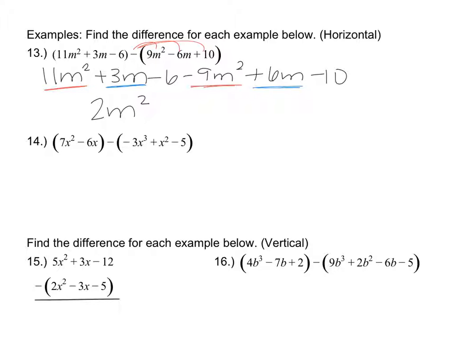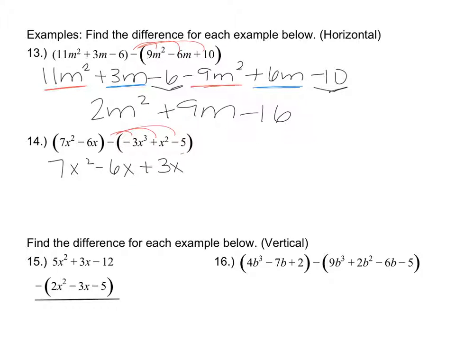Plus 3m plus 6m is plus 9m. And then minus 6 minus 10 is a minus 16. All right, and we're going to do the same thing here on number 14. So we have 7x squared minus 6x. Distribute to change the signs. So 3x to the third minus x squared plus 5. And then I'll work on my like terms.